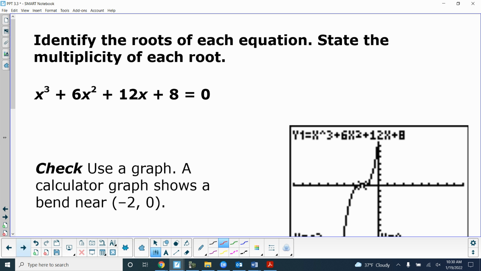So here's a polynomial. What's the degree of this? 3, thank you. It's not that tough to answer that.